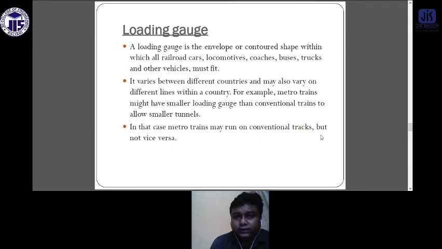A loading gauge is the envelope or contour shape within which all the railroad cars, locomotives, coaches, buses, trucks, and other vehicles must fit. It varies between different countries and may also vary on different lines within a country. For example, metro trains might have a smaller loading gauge than conventional trains to allow for smaller tunnels. So in that case, the metro trains may run on conventional tracks, but not vice versa.